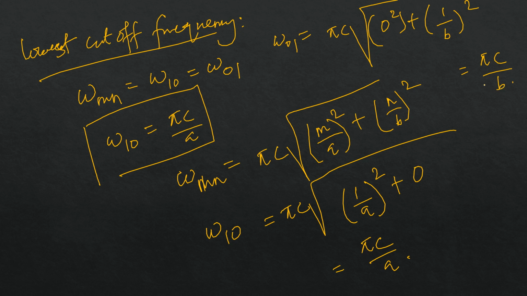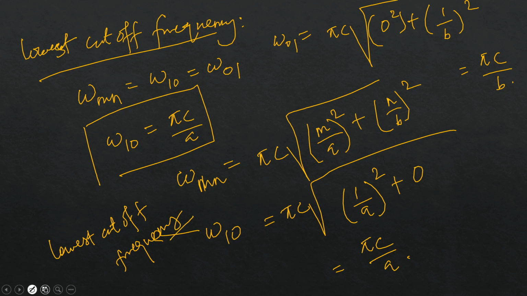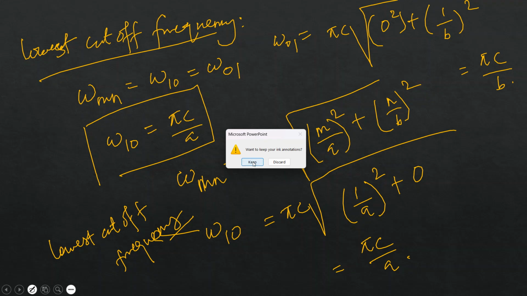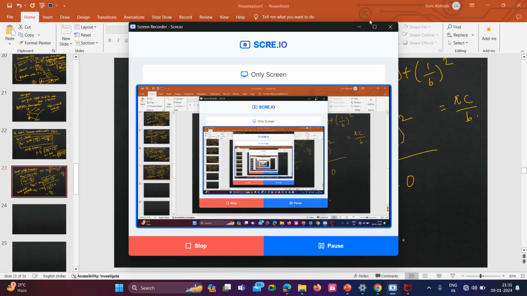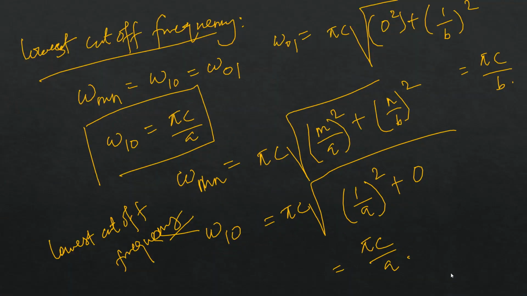Okay, but this is called lowest cutoff frequency. Alright, this is called your lowest cutoff frequency. Okay. Next. Next is what? Remember c square k square is equal to omega square minus omega mn square.